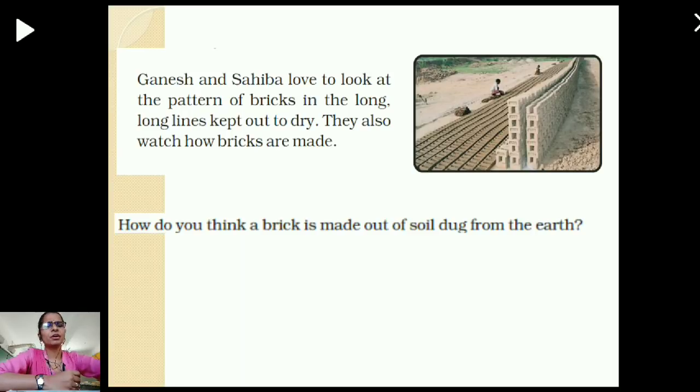How do you think a brick is made out of soil? Can you guess, children? Have you visited a brick kiln? If you have, you might have seen the procedure. If you have not, when you get a chance after a few days, you can visit a brick kiln. Where have you seen a brick kiln near our place? Yes, when we enter Kolhapur city or near Sangli, we have seen brick kilns where bricks are being made.